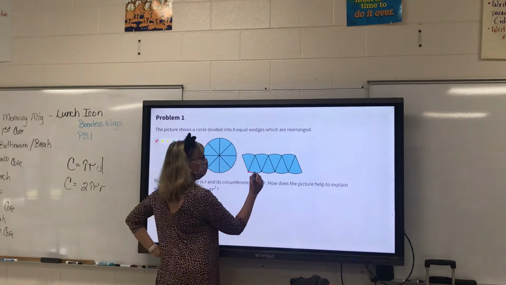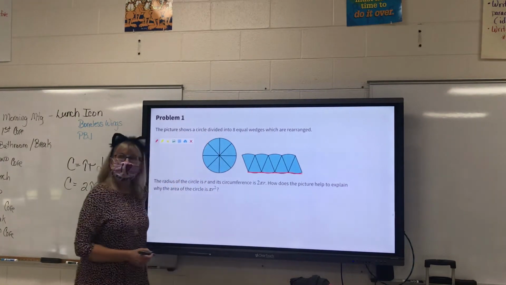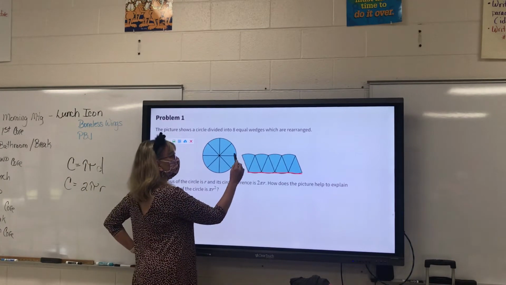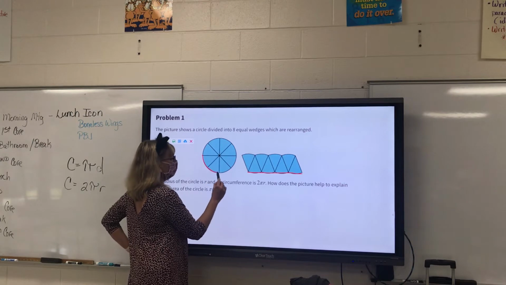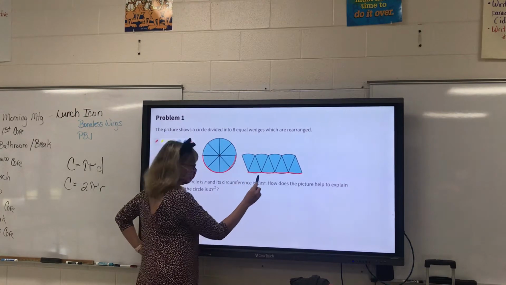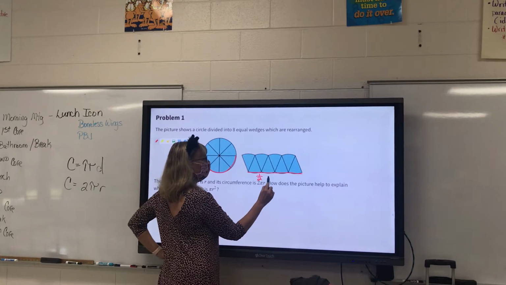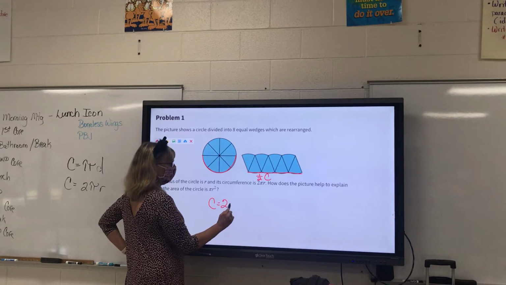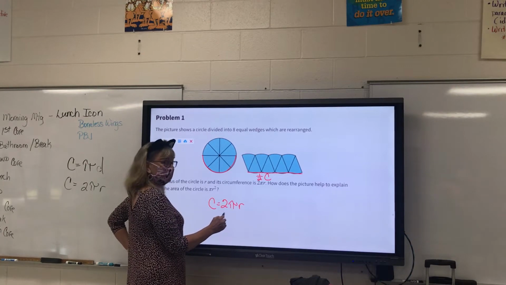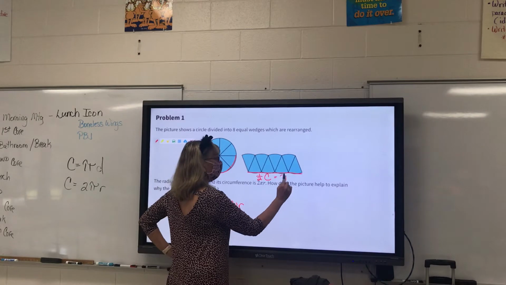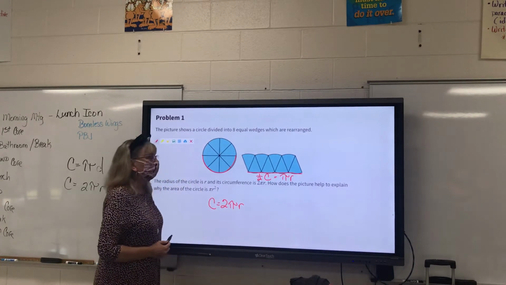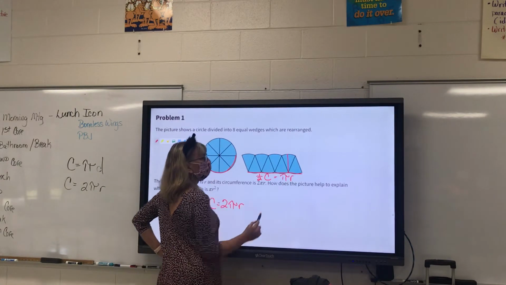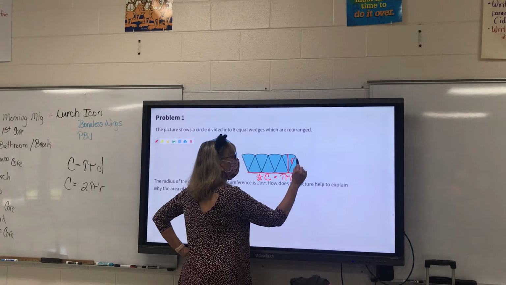Okay, what is this on the circle? Is it this right here? It's half the circumference. So this is half the circumference. Okay, and we said circumference yesterday was 2 pi r. So if we take half of that, that's going to equal pi r. Okay, this right here is what on the circle? The radius. So this is the radius.